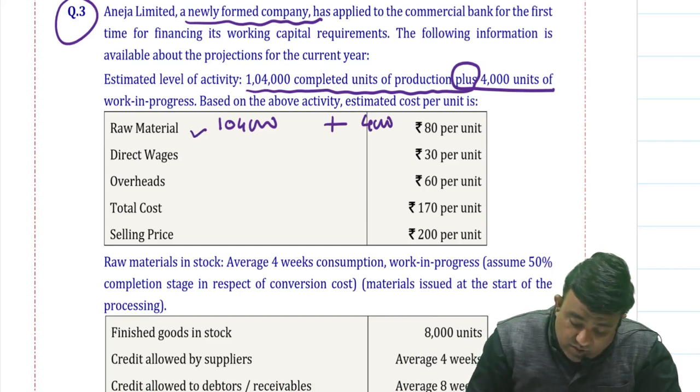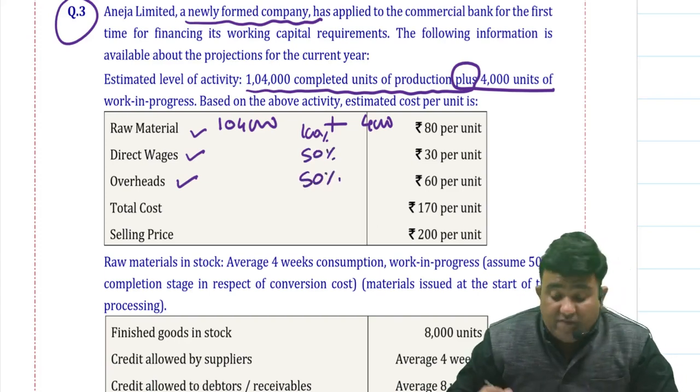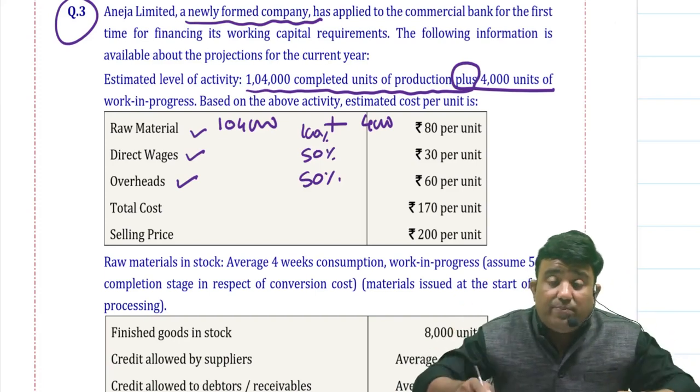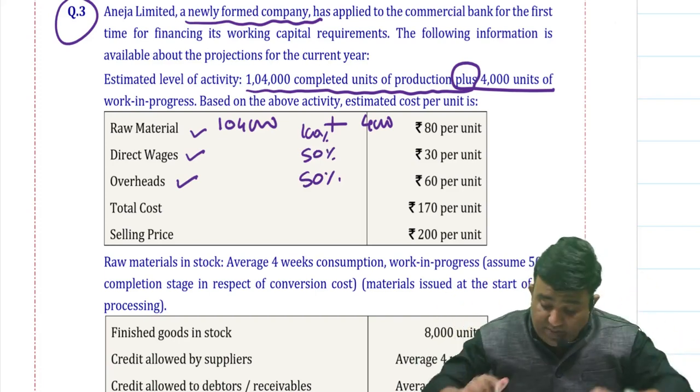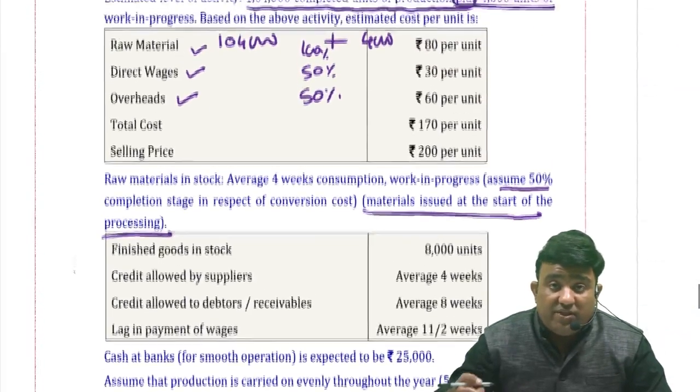And finished good, all the three will be 100%. But for WIP, you have to take 100%, 50%, 50%. Remember, we have a policy that if nothing is specified, 100-50-50. But in this example, they have specified, and that specification is again 100-50-50 is given to you. Material 100%, wages overhead 50%.